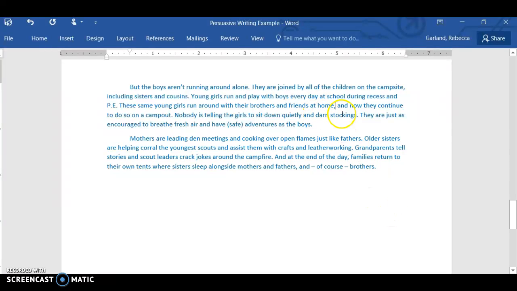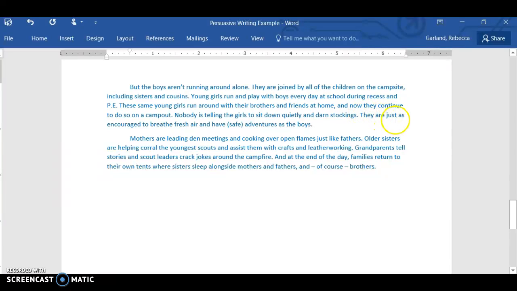I could have just as easily put make sandwiches, but that might be kind of inflammatory since that's become a really offensive joke for a lot of people. The idea here is that darning stockings is something that women did back in the pioneer days. So that's a little bit of a historical allusion. They are just as encouraged to breathe fresh air and have safe adventures.